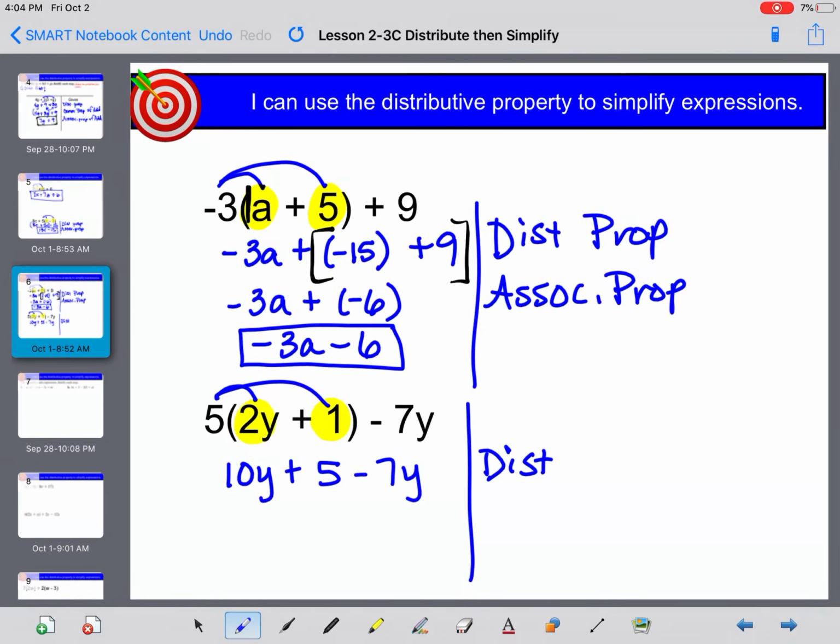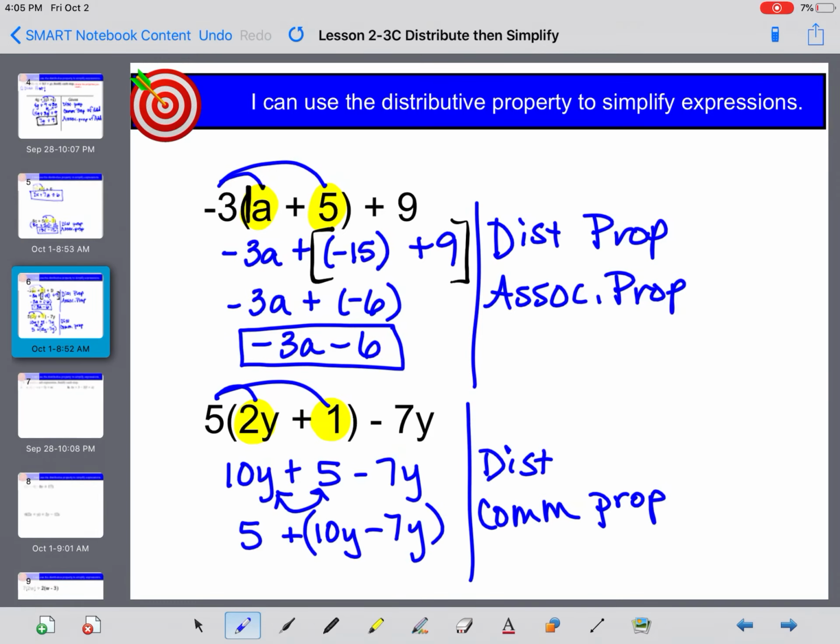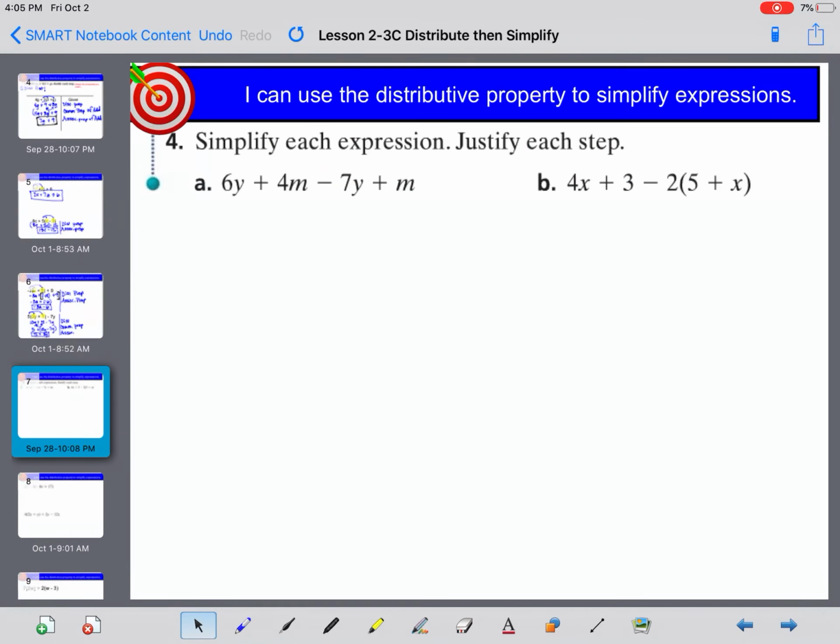Then I need to rearrange my numbers so that my variables, my like terms are together. The commutative property allows me to do that. Then the associative property lets me group them. 5 plus 3y. Okay, hopefully you're getting the hang of this. Let's have you try some on your own.